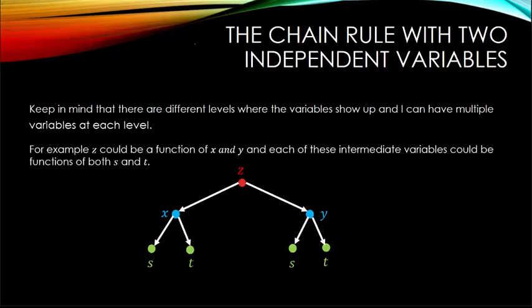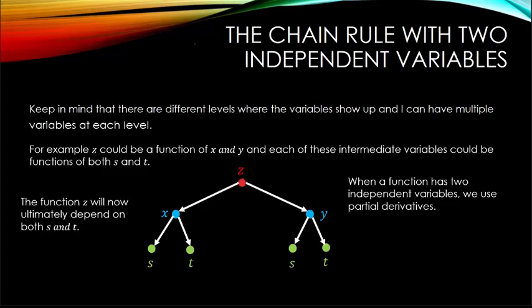The tree diagram illustrates that x and y are directly dependent on s and t, and that x and y are my intermediate variables. They lie between z and the s and t. It also shows that z is directly dependent on x and y. But because I can go through x and y to get to s and t, my z will ultimately depend on both s and t.